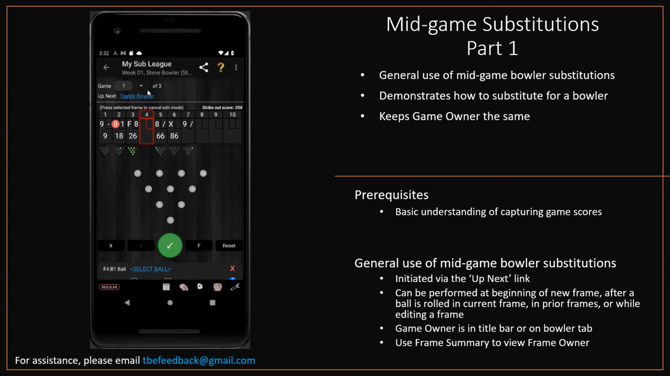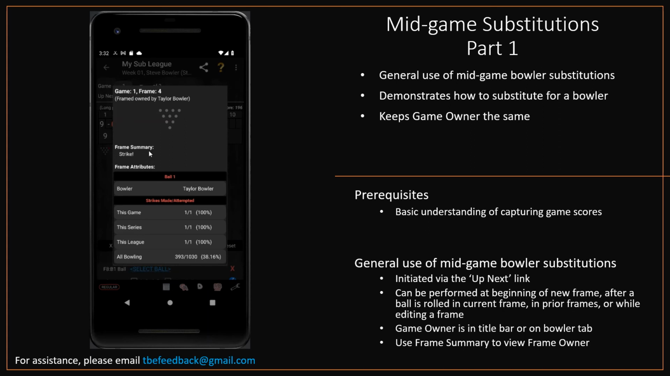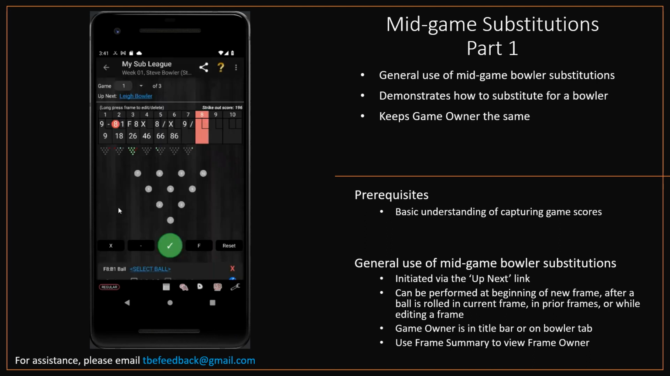So let's select Taylor, and let's click the check mark. Notice Taylor is now the up next bowler, and let's assume Taylor rolls a strike. Notice that as we went back to frame 8, Lee is remembered as the up next bowler. Now, if you click the pins under frame 4, you see that Taylor was changed to the frame 4 owner. So you see it's that easy to substitute a bowler mid-game.